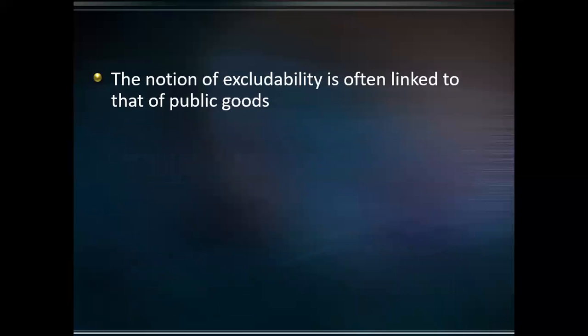The notion of excludability is often linked to that of public good. The consumption of a good is non-excludable when it is either very expensive or impossible to prevent anyone from consuming the good who is not willing to pay for it. Many goods that are non-rival are also non-excludable. For example, our lighthouse produces a non-excludable good because no particular vessel can be prevented from taking advantage of the signal.